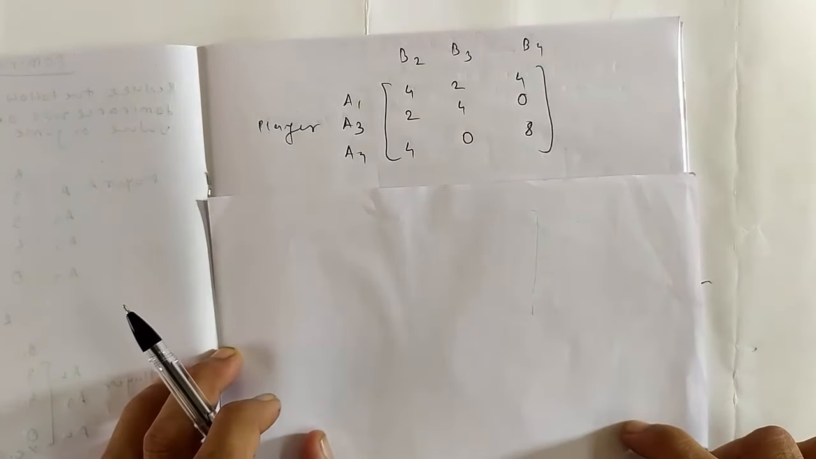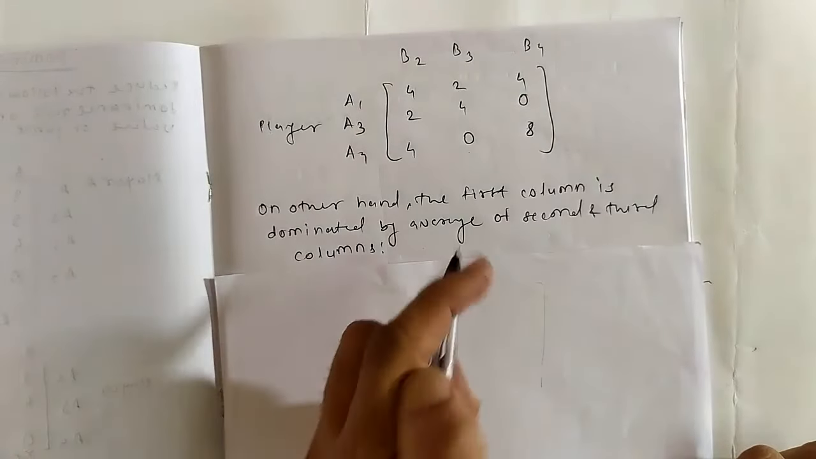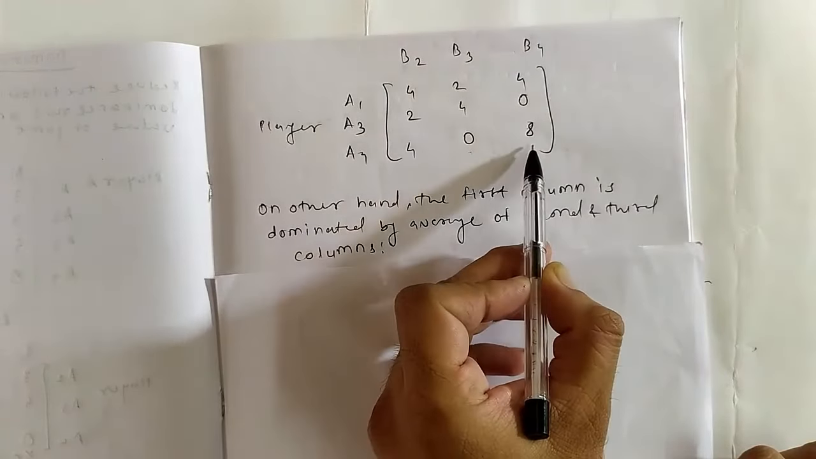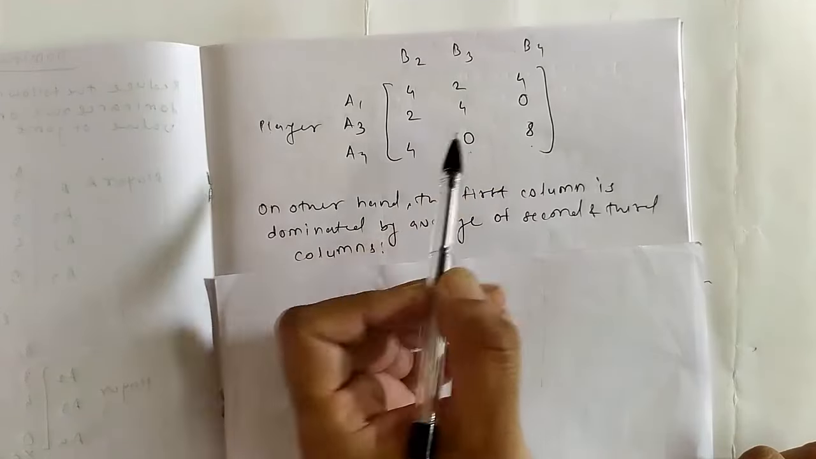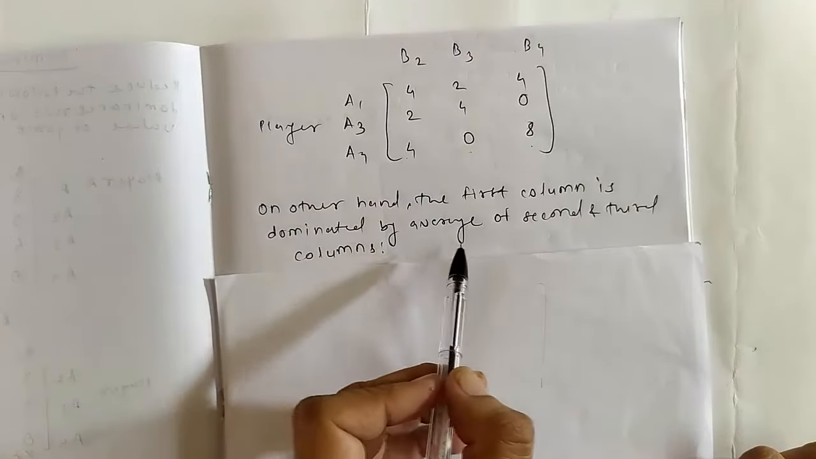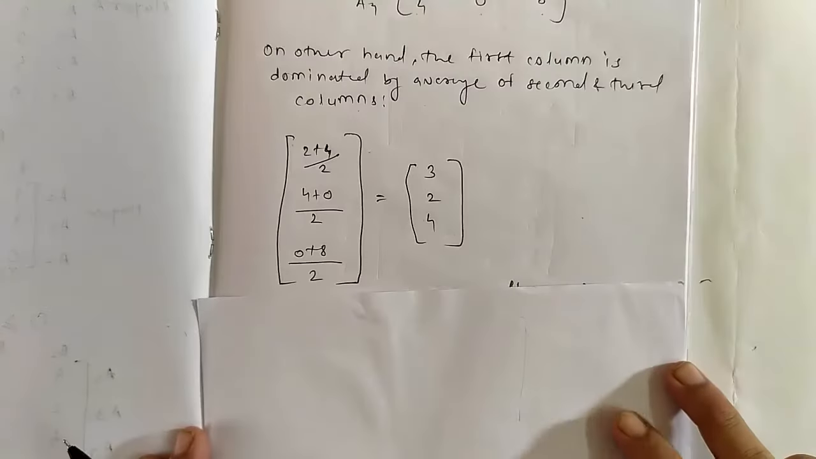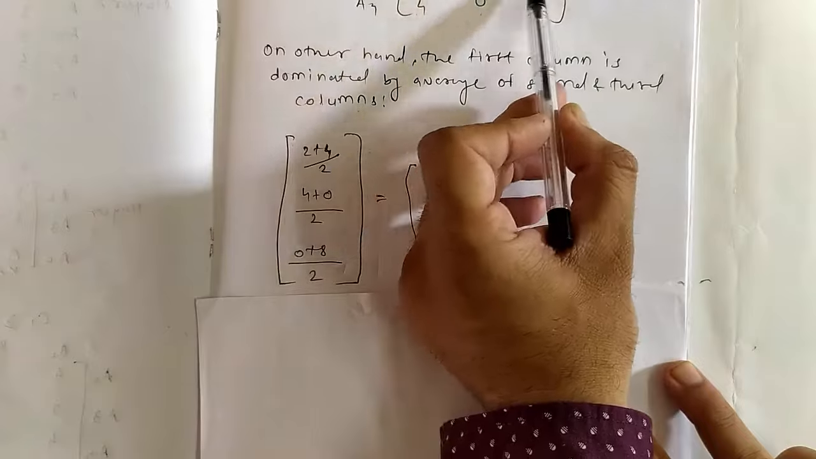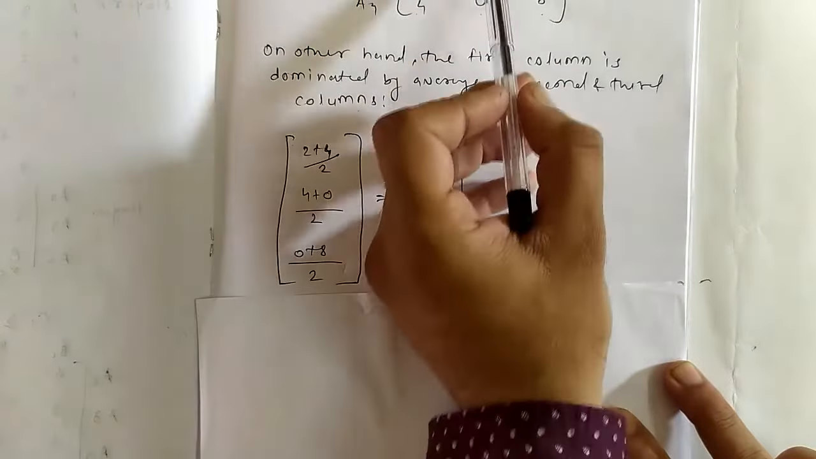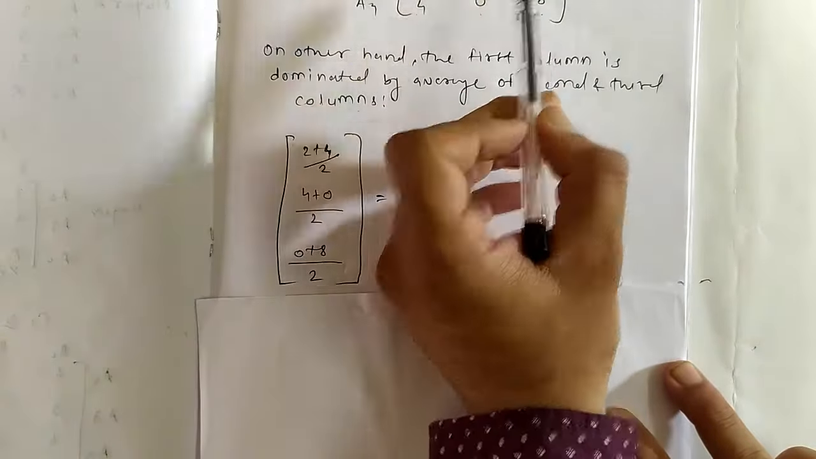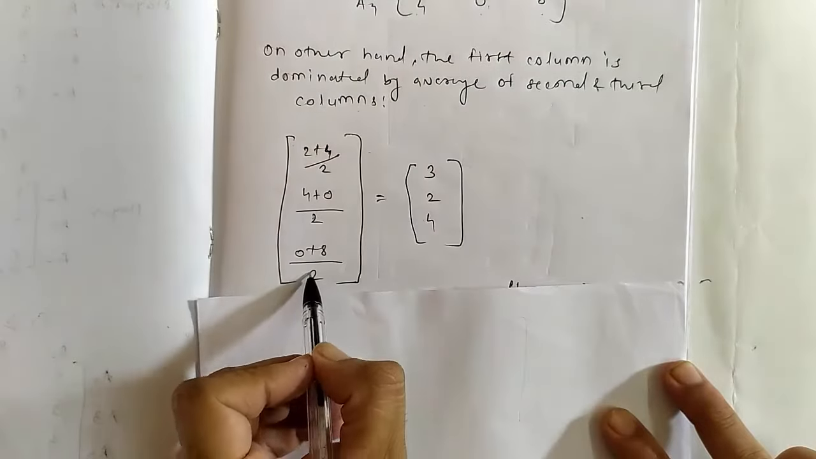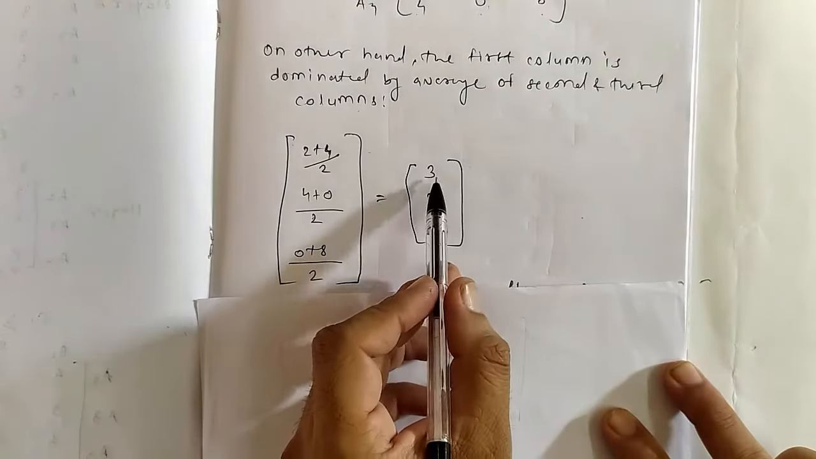We can combine 2 rows or 2 columns, and compare the average of the combination of 2 rows or 2 columns with the third row or third column. Suppose we combine column 2 and column 3 and take their average, then the first column is dominated by the average of the second and third columns. Now look at the calculation. We find the average of these 2 columns: 2 plus 4 by 2, 4 plus 0 by 2, 0 plus 8 by 2, and the final resultant column is 3, 2, 4.